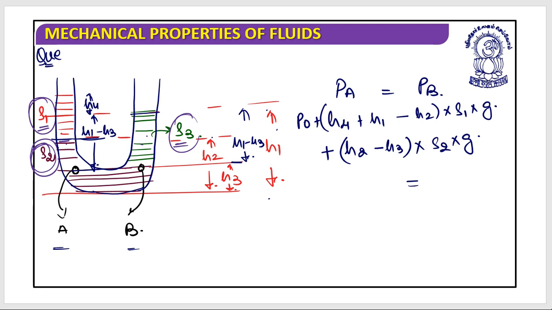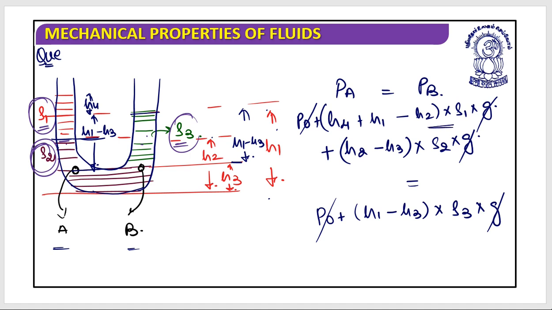This is equal to the pressure at B. This pressure at B will be equal to P naught plus H1 minus H3 multiplied by the density of 3 into G. That's it. So G could cancel, P naught could get cancelled, and you can easily find whatever you want. I hope this is clear. Is it clear?